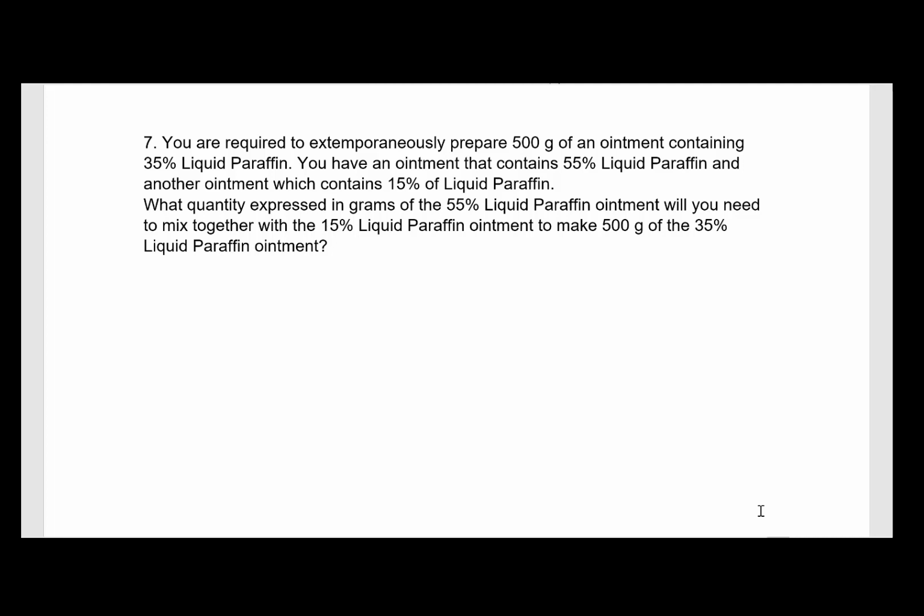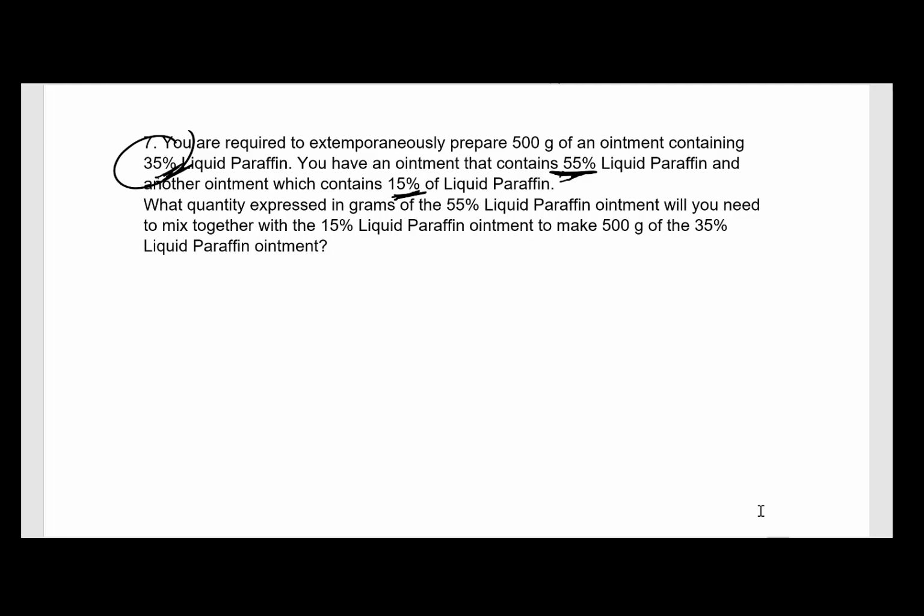Okay, so that's what we'll use here. But have a look at the question first. You are required to make 500 grams of 35% liquid paraffin. So I have to make 35%. You have an ointment that contains 55% and an ointment that contains 15% liquid paraffin. So I have 15% and I have 55%, and I have to mix them to get 35%. One quick method to see that the alligation method is applicable is that the concentration which you have to make should be in between the two concentrations you are given. Okay?